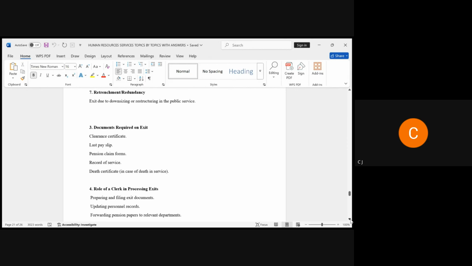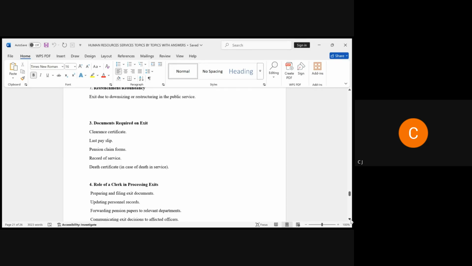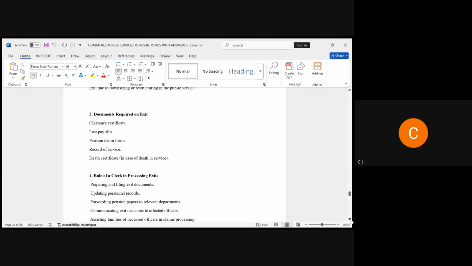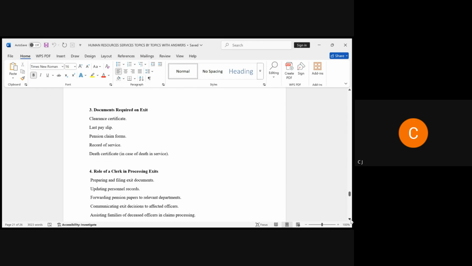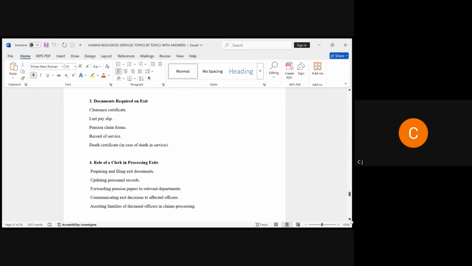Role of a clerk in processing exit. So your role in processing exit, we have preparing and filing exit documents, updating personnel records, forwarding pension papers to relevant departments, communicating exit decision to affected officers, assisting families of deceased officers in the claiming process.